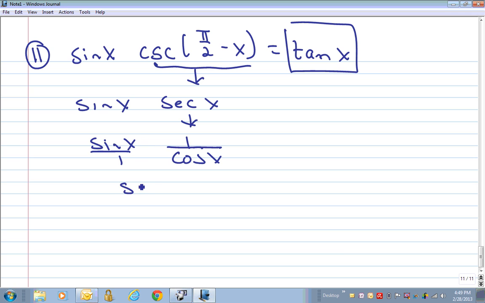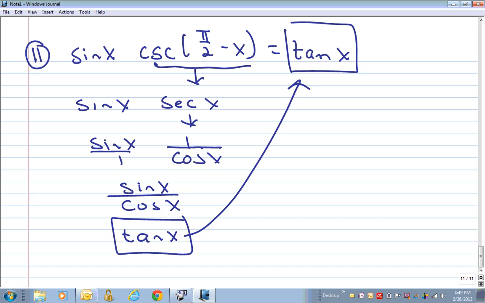Multiplying straight across, we get sine x over cosine x. And sine over cosine, if you look on your reciprocals, is your tan x. And we have now verified that to be true. So the Bearcats. All right, let's go on to number 12.